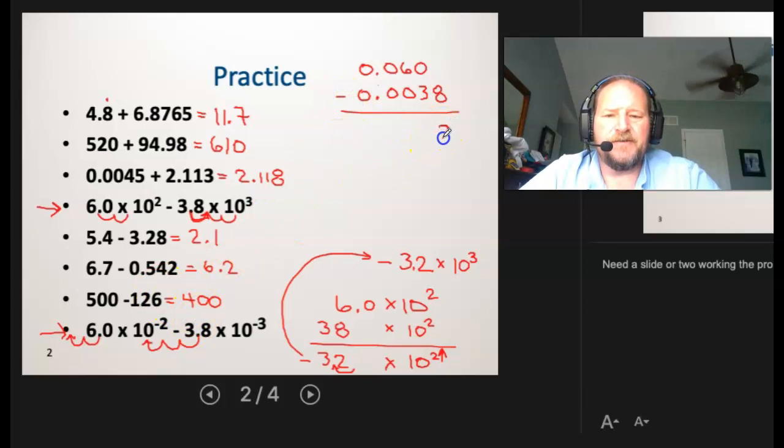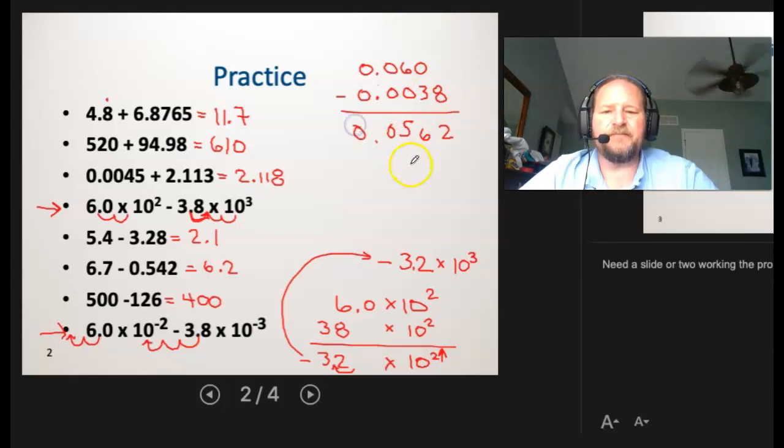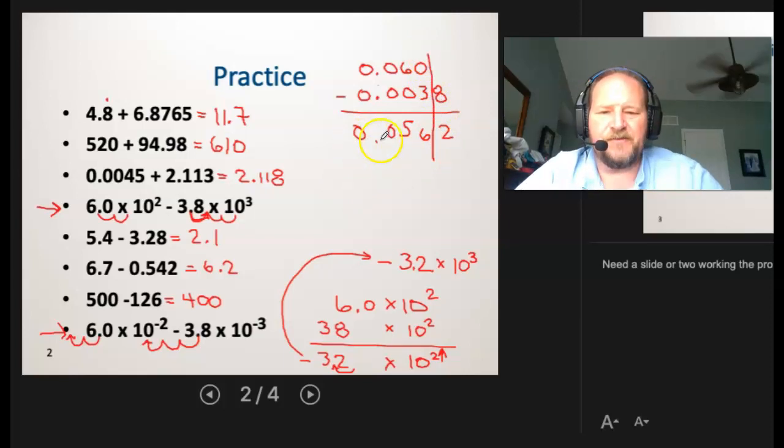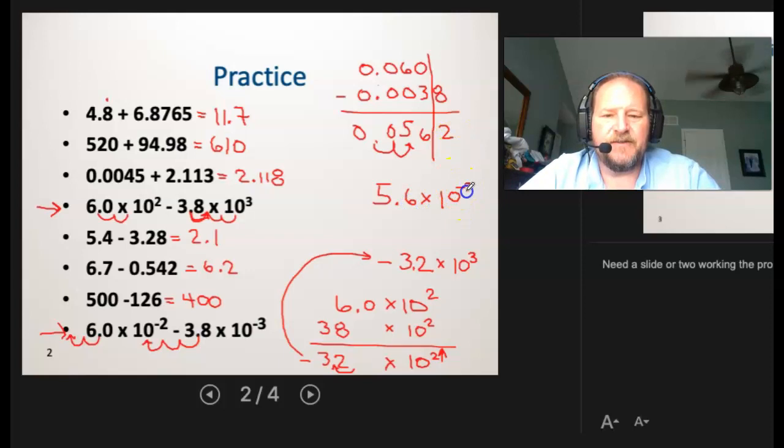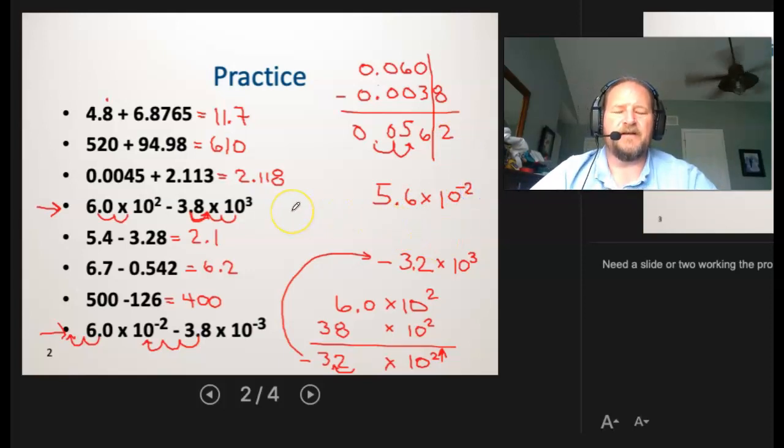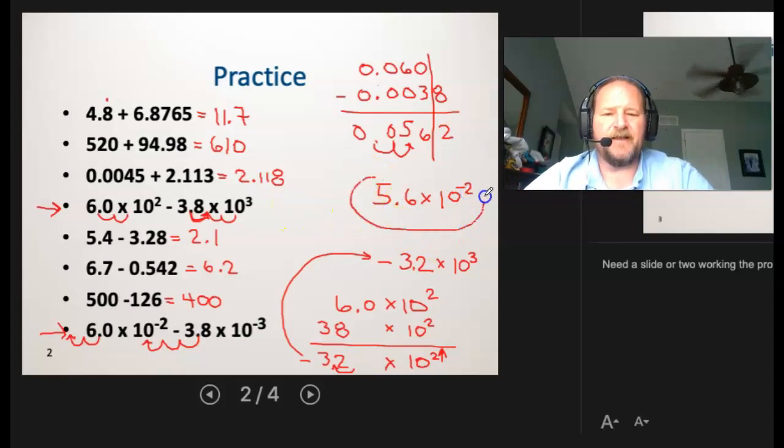And now I'm going to do the subtraction. So this is going to be a 2, a 6, 5, 0.0. Now we're going to cut this number right there, which means my final answer would be 0.056, but I'm going to put that back into scientific notation. So this is going to go 1, 2. So my final answer is going to be 5.6 times 10 to the negative 2.